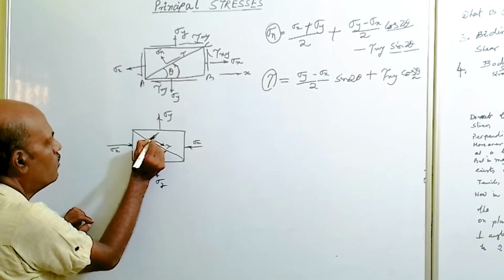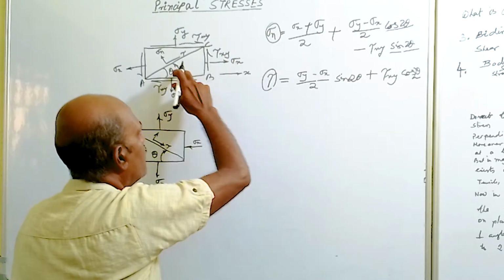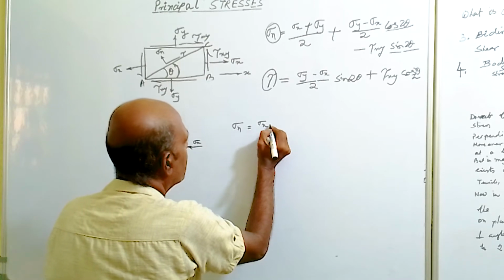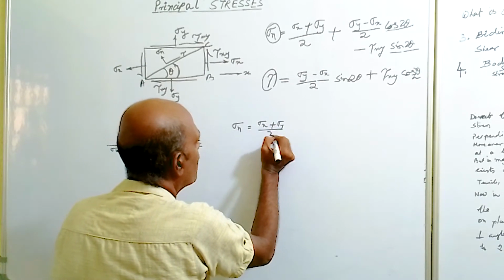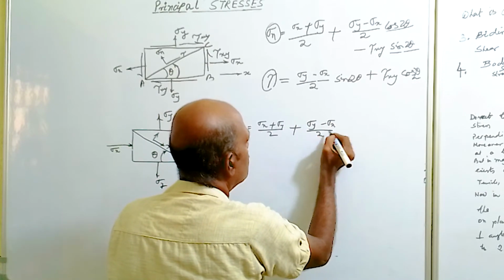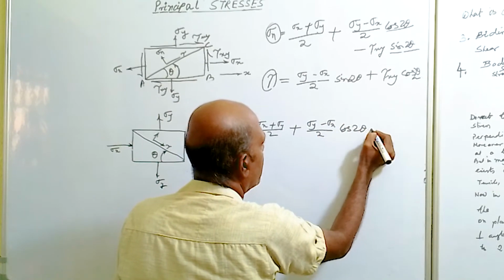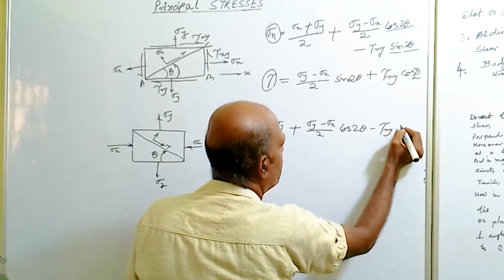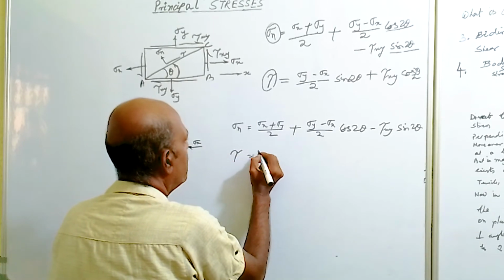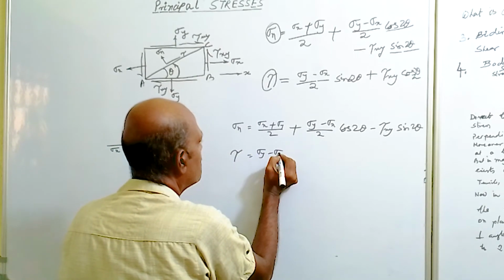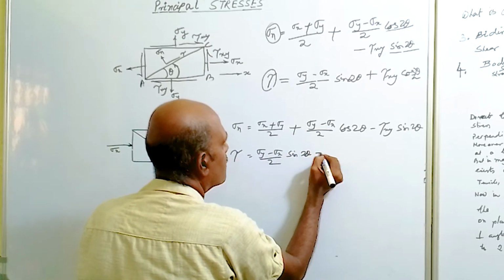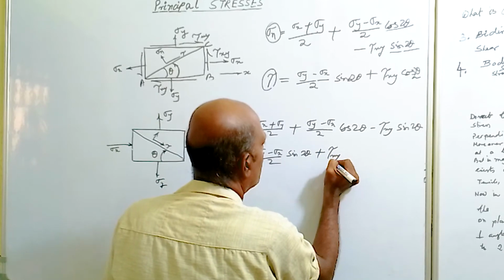To get the formula, we will write for this case, sigma n value is given by (sigma x plus sigma y)/2 plus (sigma y minus sigma x)/2 cos 2 theta minus tau xy sin 2 theta, and tau is given by (sigma y minus sigma x)/2 sin 2 theta plus tau xy cos 2 theta.